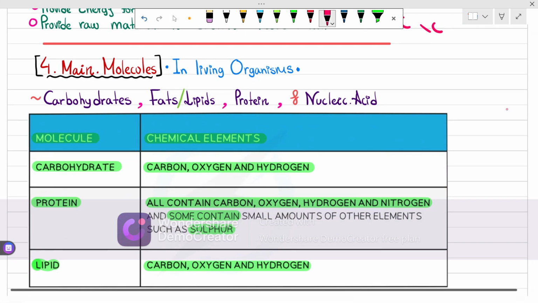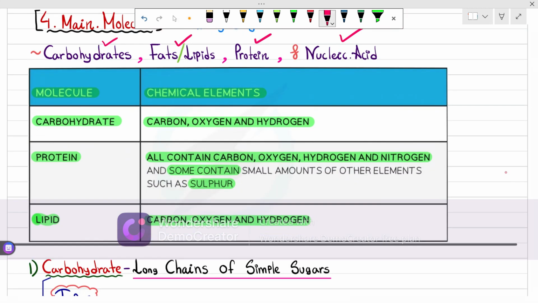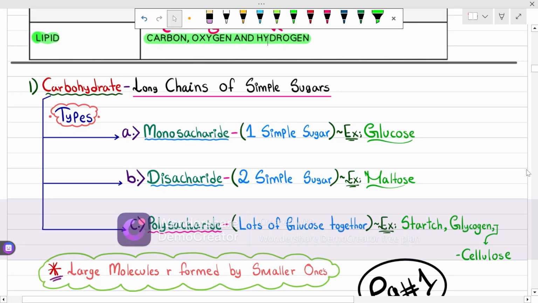There are four main molecules in living organisms: carbohydrates, fats or lipids, proteins, and nucleic acid. The first one, carbohydrates. The chemical elements present in carbohydrates are carbon, oxygen, and hydrogen. Second, protein. Chemical elements present in protein are carbon, oxygen, hydrogen, nitrogen, and sometimes sulfur. Third is lipid. Chemical elements present in lipid are carbon, oxygen, and hydrogen. Now let's go through each one in detail.